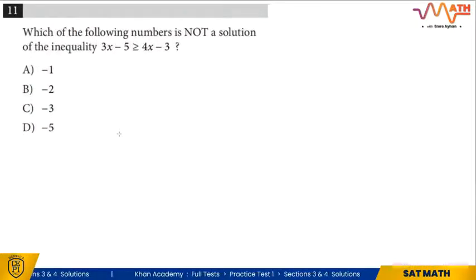Seven. Which of the following numbers is not a solution of the inequality x minus 5 bigger than or equal to 4x? So we have 3x minus 5, right, like this, bigger than or equal to 4x.